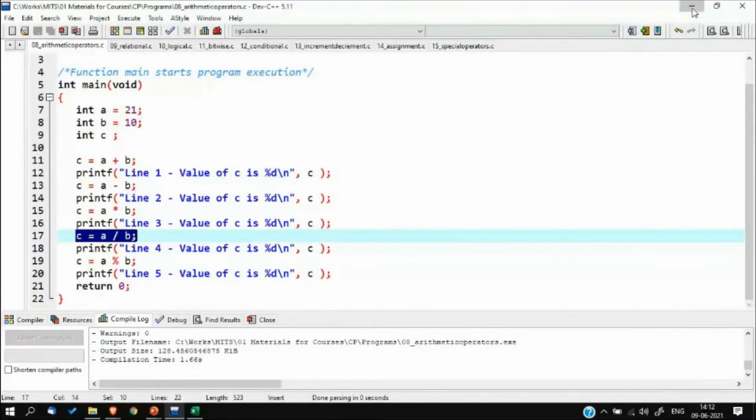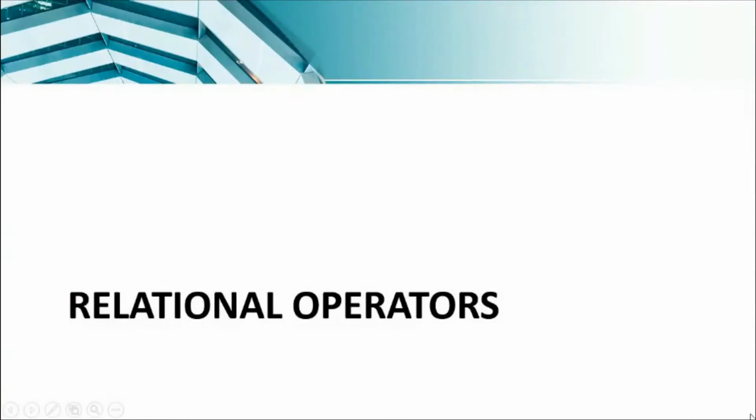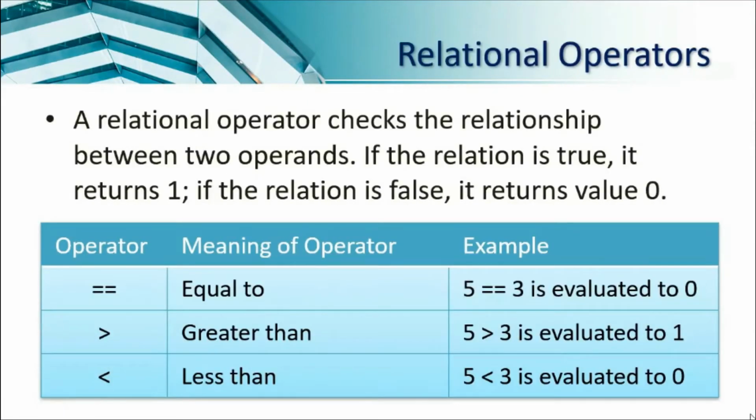5 arithmetic operators. Now we move on to relational operators. The relational operator checks the relationship between two operands. That is, it also has two operands, as in the arithmetic operators. If the relation is true, it will give you a value 1. And if the relation is false, it returns a value of 0.